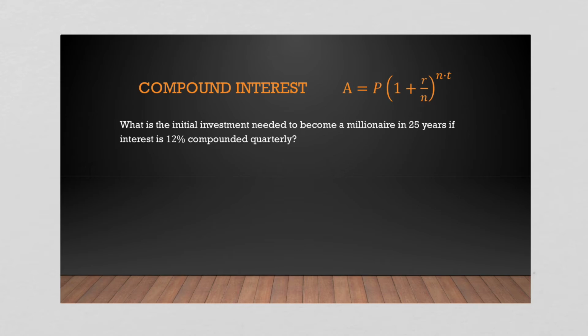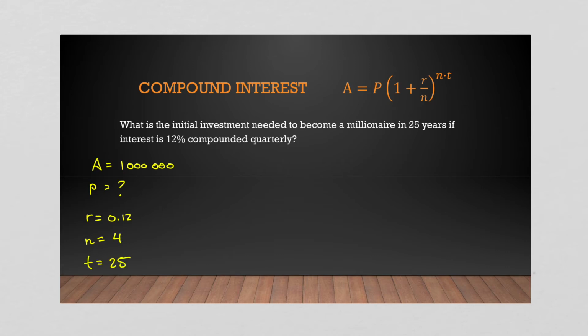So let's work backwards. What initial investment is required to become a millionaire in 25 years? So what information do we have? We know that A has to be a million. P is what we're trying to find out. R is 0.12. That's a very high interest rate. You're lucky if you find someone who can earn you that. N is quarterly, so 4, and time is 25.